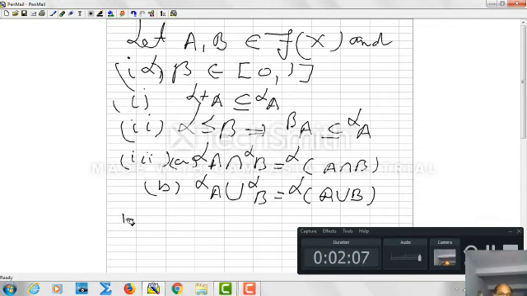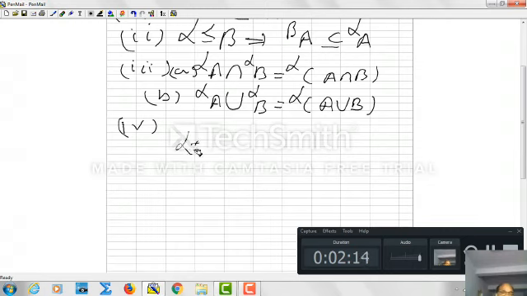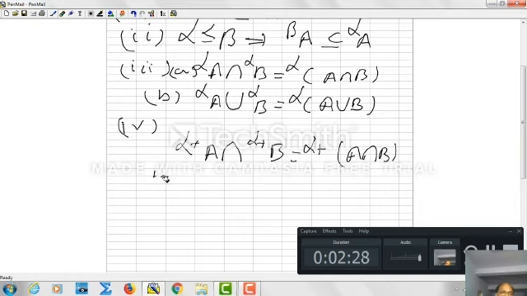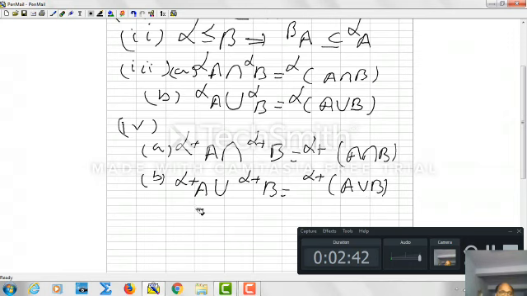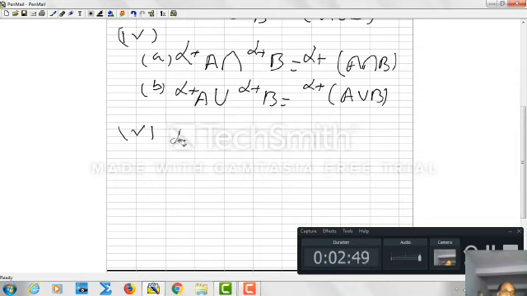And the fourth property: the strong alpha cut of A intersection the strong alpha cut of B is the same as the strong alpha cut of A intersection B. And the second part of this: the strong alpha cut of A union the strong alpha cut of B is the same as the strong alpha cut of A union B. And the fifth one is: the alpha cut of A bar is the same as the strong 1 minus alpha cut of A bar.